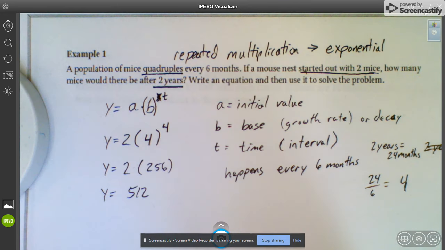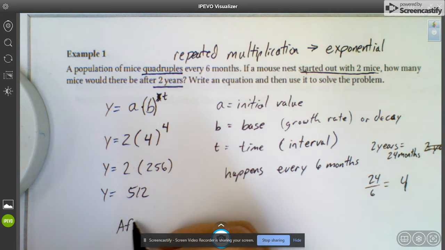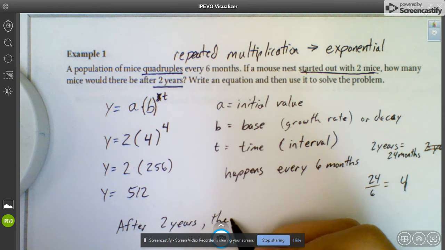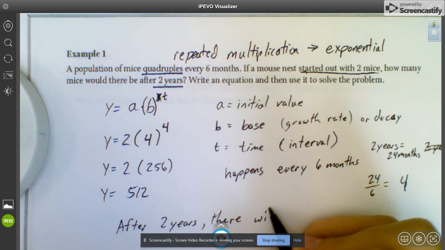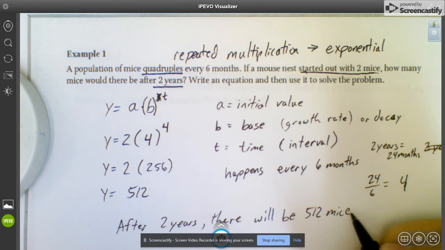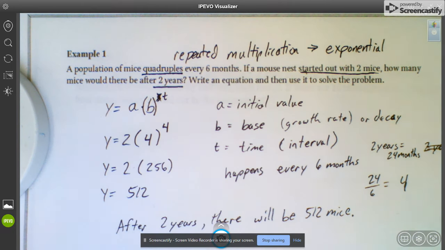Now, what does that mean? After 2 years, there will be 512 mice. And of course, that's assuming a situation where nothing has happened to any of these mice, right?